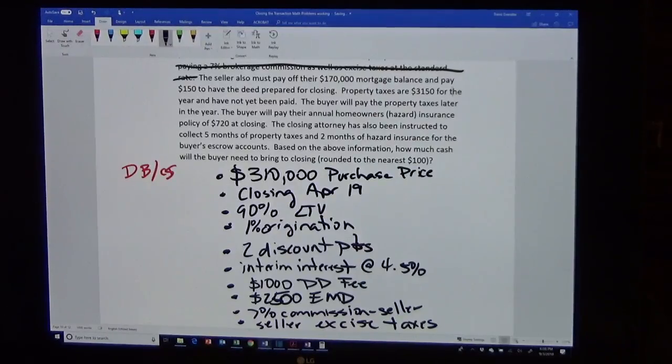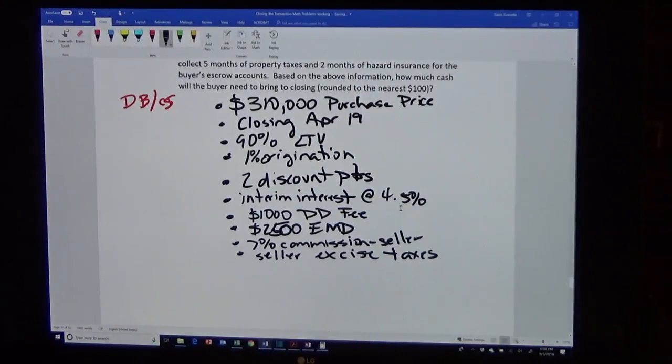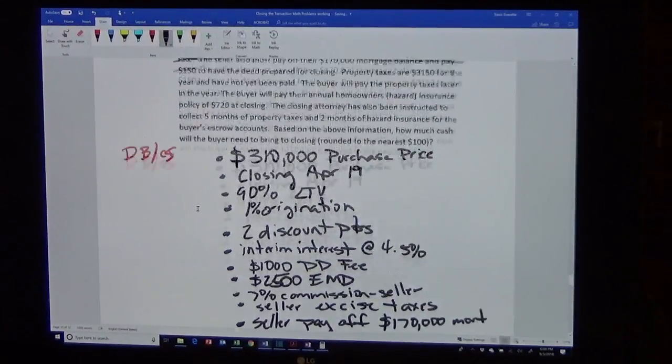It says the seller also must pay off their $170,000 mortgage balance. So the seller's got to pay $170,000 mortgage balance. So we need to scroll down here, get some room. So seller pay off $170,000 mortgage. Okay, back up, cross that out.